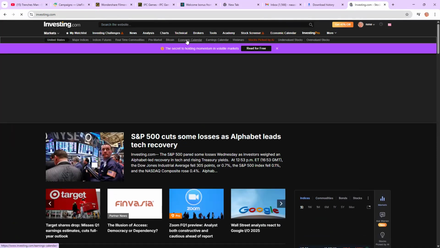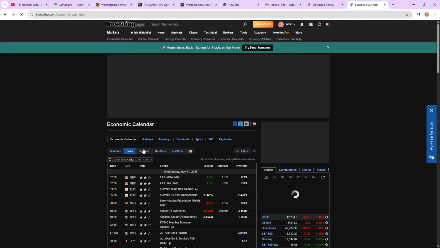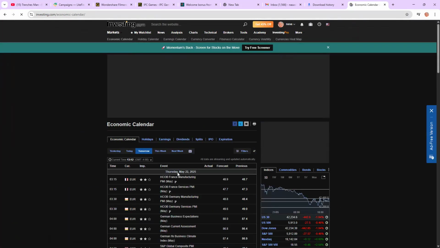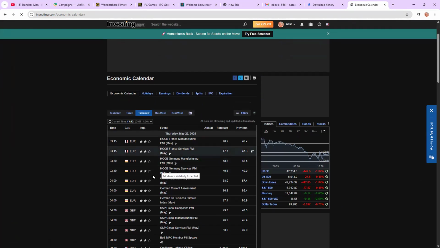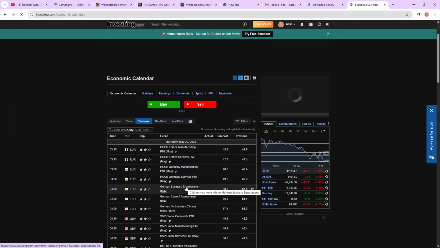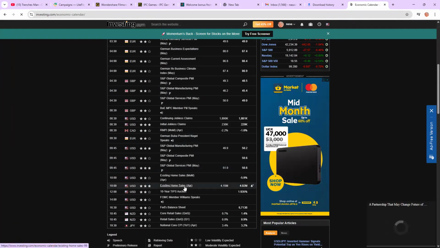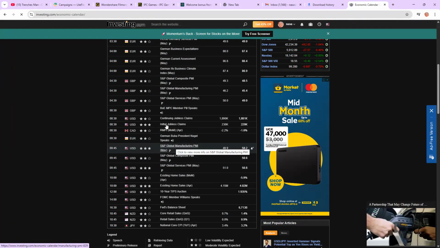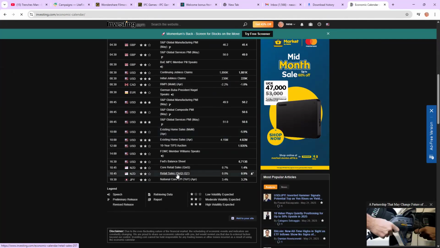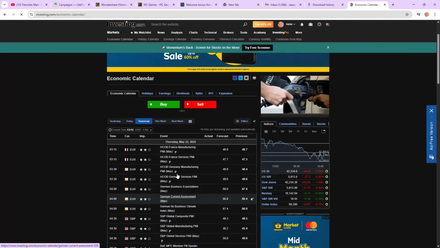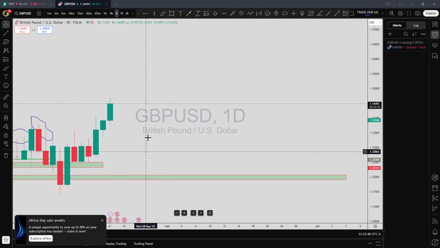Let's look at our economic calendar. If I see tomorrow, what are we expecting tomorrow? Tomorrow we are having business expectations and initial jobless claims on the US dollar, 8:30. We've got nothing much tomorrow, so let's expect a fairly quiet day tomorrow.